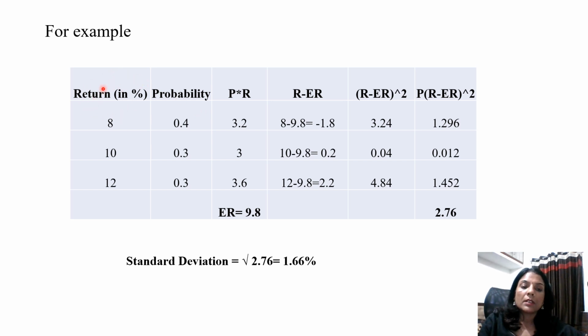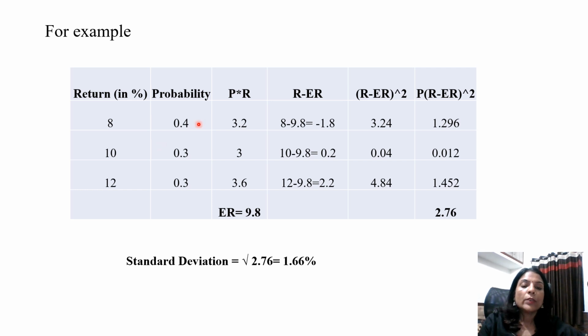They have given the return in percentage of different securities X, Y and Z. These are the returns: 8%, 10% and 12%. And the probability of return, they have given you 0.4, 0.3 and 0.3. These two values we got from the question itself.